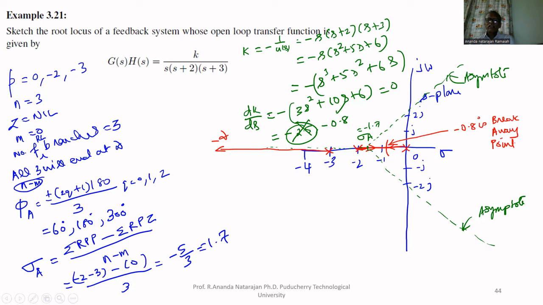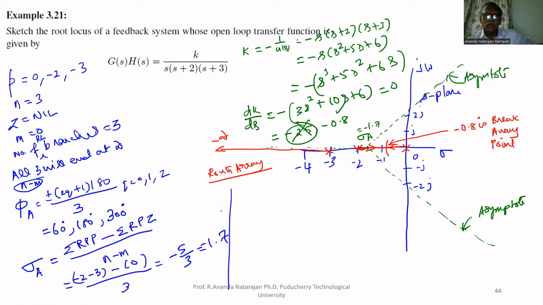So now we have to find the point at which it will go parallel to this asymptote. So it will turn and go parallel to this asymptote, but at what point it meets the j omega axis, that we have to find by using rule number 8. So we have to form the Routh array.